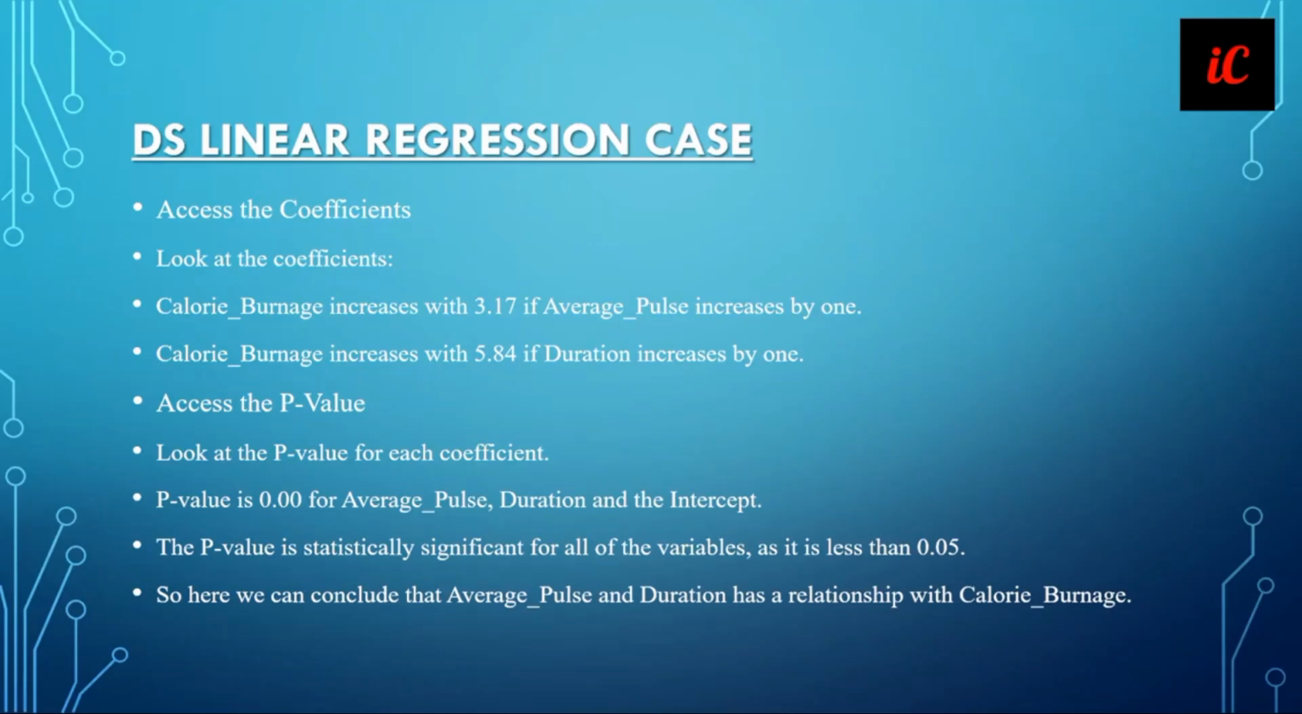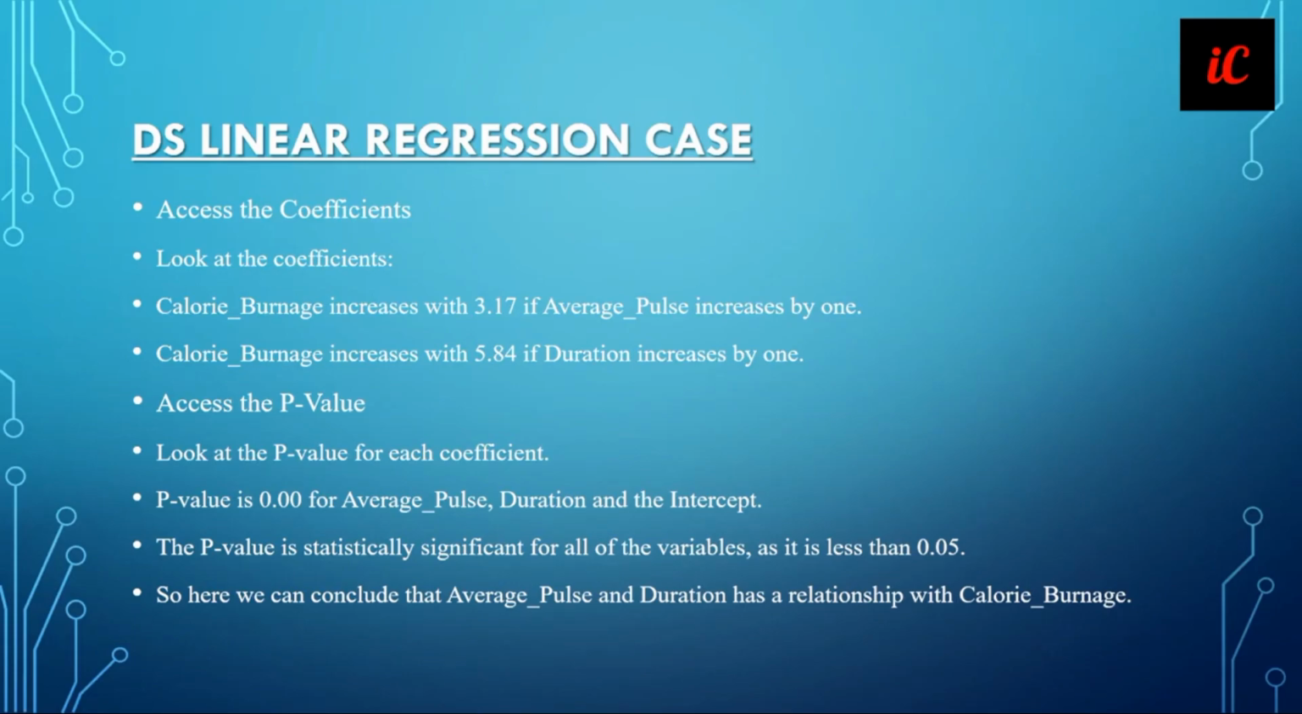Another thing we have is accessing the coefficients. Calorie burnage increases by 3.17 if the average pulse increases by 1. And if the duration increases by 1, then the calorie burn increases by 5.84. So that is how we can create it.